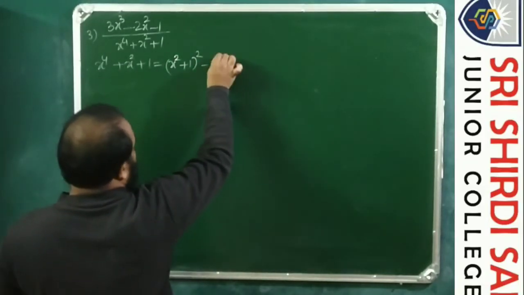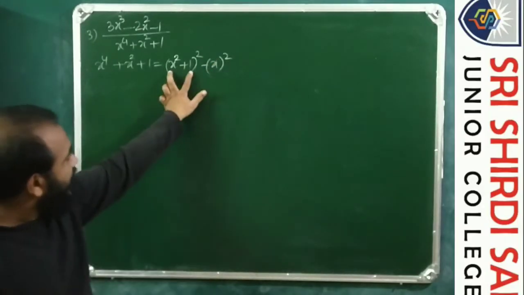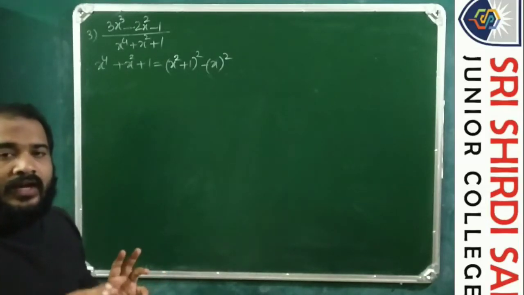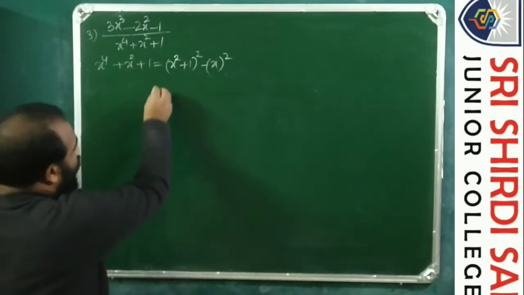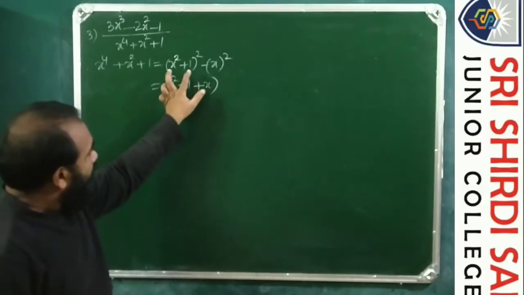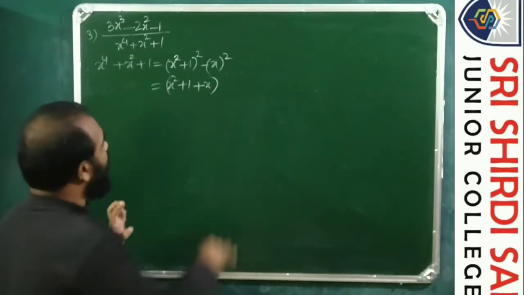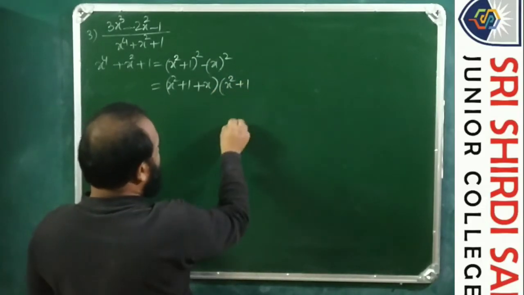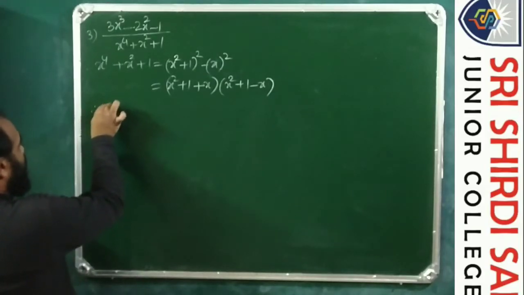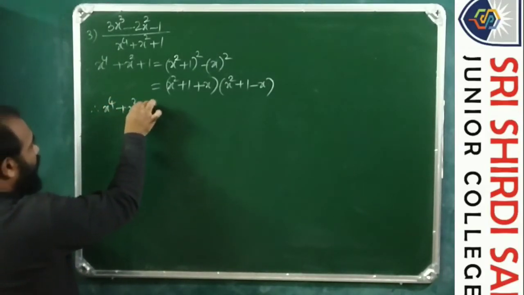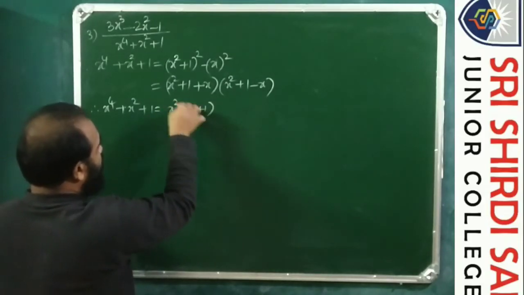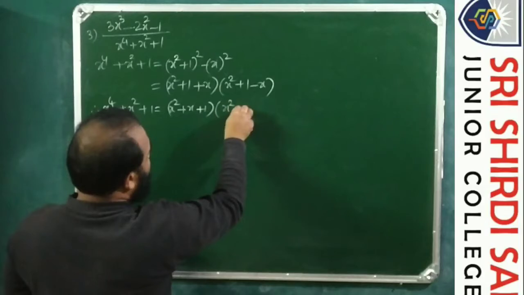So this is a square minus b square. A square minus b square is a plus b into a minus b. So this is x square plus 1 plus x, a plus b, into a minus b, x square plus 1 minus x. So therefore x power 4 plus x square plus 1 is equal to x square plus x plus 1 into x square minus x plus 1.